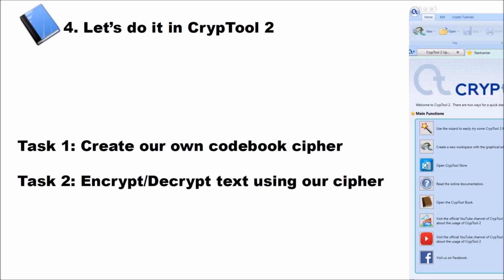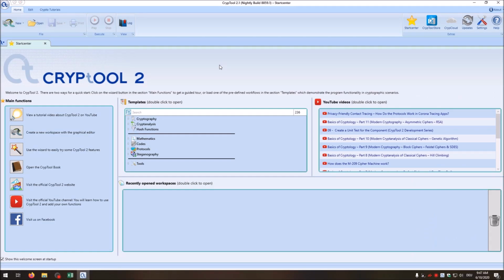So now let's do it in Crypto2. We have two tasks. My first task is I want to create our own Codebook Cipher with Crypto2. And I do not only need Crypto2, I also use Excel and a text editor for this. Why, you will see in a minute. And then our second task is that I want to encrypt and decrypt text using our Codebook Cipher. I'm here now in Crypto2 and I want to show you how you can create your own Codebook Cipher.